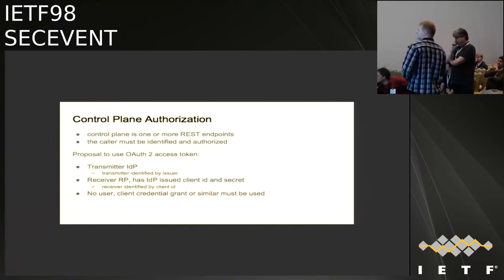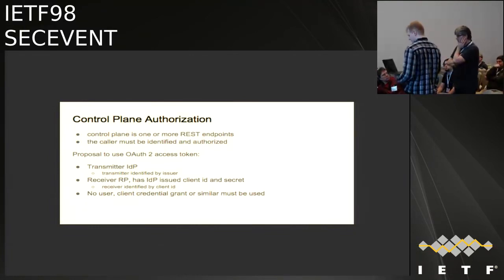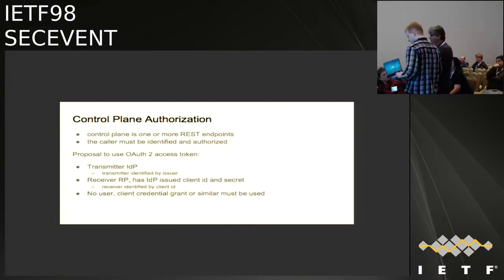Just to avoid any confusion, we have a data plane and a control plane. We don't have any issues with the data plane. We are talking about the control plane and how to authorize the control plane. That's the only issue. Let me add to that. This is Phil speaking as editor.